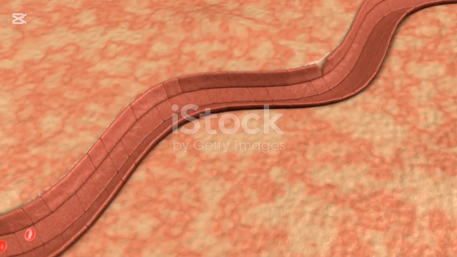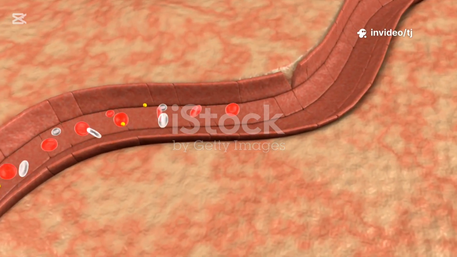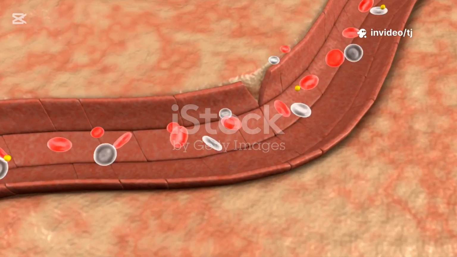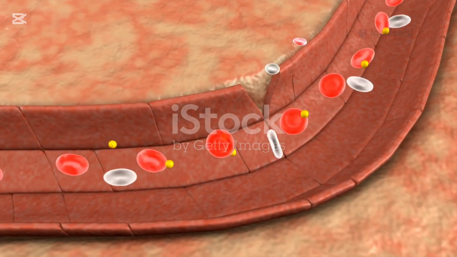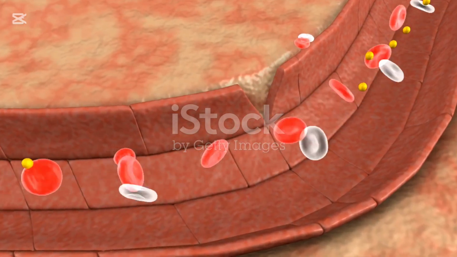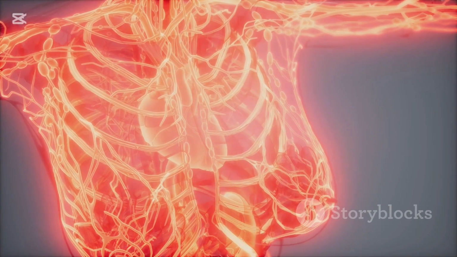Veins carry blood back toward the heart. Their walls are thinner and less muscular. Since the pressure is much lower here, many veins have valves to prevent blood from flowing backward. The largest vein is the vena cava.